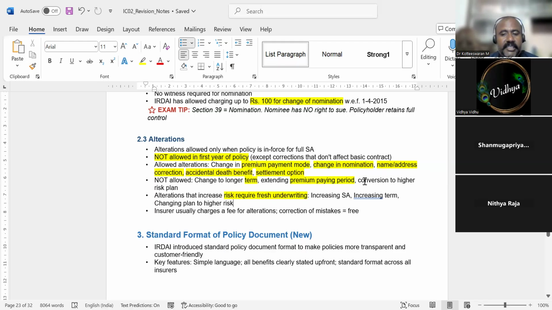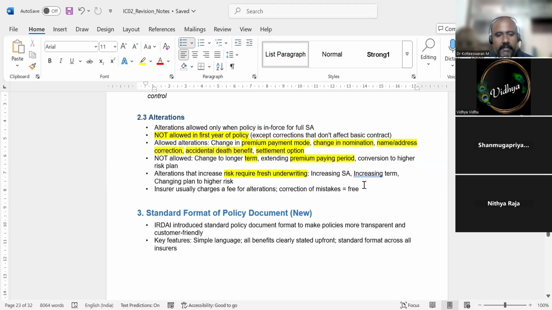Okay. Changing or converting to a high risk plan. There are some plans where, if you want to convert, yes, you can convert, but you need to submit your medical records again. The underwriter should accept that, and only then they will change it. So this is increasing sum assured, increasing term, changing plan to high risk.